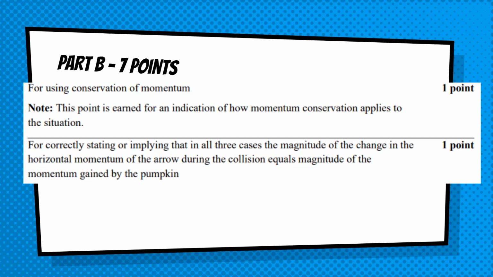The second point is for correctly stating or implying that in all 3 cases, the magnitude of the change in the horizontal momentum of the arrow during the collision equals the magnitude of the momentum gained by the pumpkin. If you did that statement, you already earned the first point, because that is, of course, referring to conservation of momentum. You don't have to state it by name. It would be implied. If you did that, you used it. So that's the first 2 points.